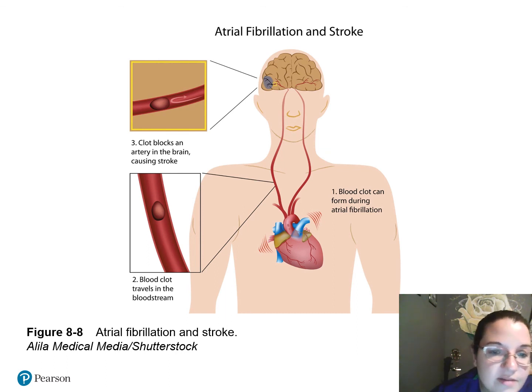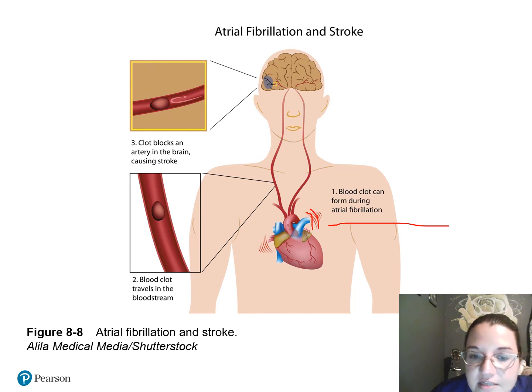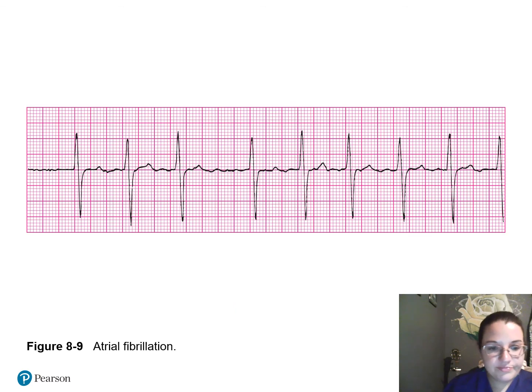So this is just a good little image to show you that if that clot gets up to the brain, it can cause a stroke. So here is number 1, the blood clot can form during AFib. Notice your heart is vibrating. We're not completely contracting. The blood is then going to clot, and then that clot right here is being pushed through the bloodstream, but when it gets to these little outlets, that clot is too big and it causes a stroke. And this is what AFib looks like. You notice the lines are wiggly. In a flutter, your P waves were wavy or sawtooth-like.